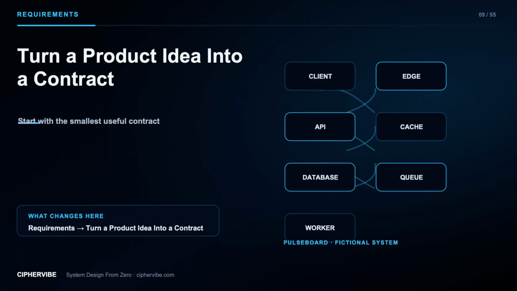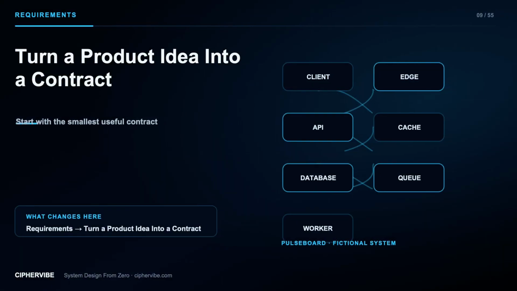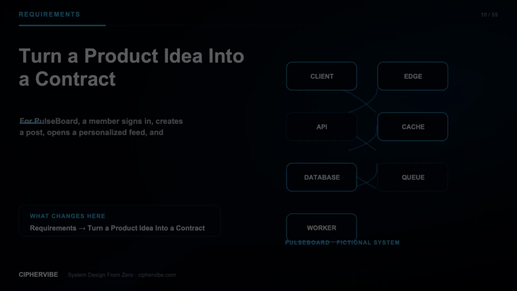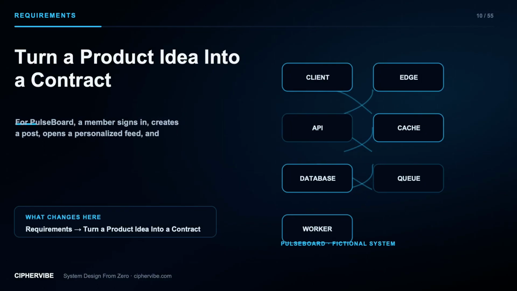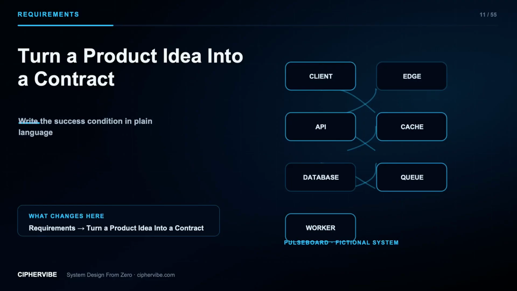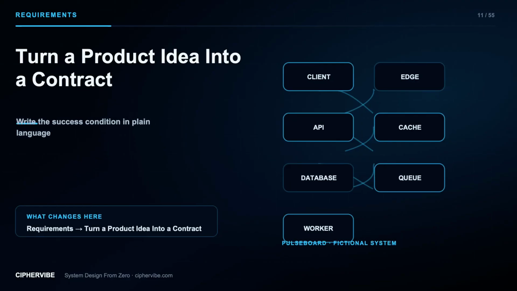Start with the smallest useful contract. For PulseBoard, a member signs in, creates a post, opens a personalized feed, and receives a notification when another member replies. Write the success condition in plain language.